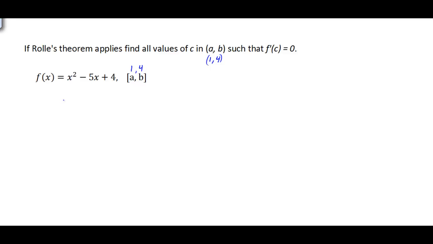So first we need to see if all three of these conditions are met. First of all, is the function going to be continuous? Well, if we recall, this is x squared minus 5x plus 4. We know this is a polynomial, so that's going to be a nice smooth curve. In this case, it's going to be a parabola. So the answer is yes, it is continuous. The second thing we have to look at: is it differentiable?